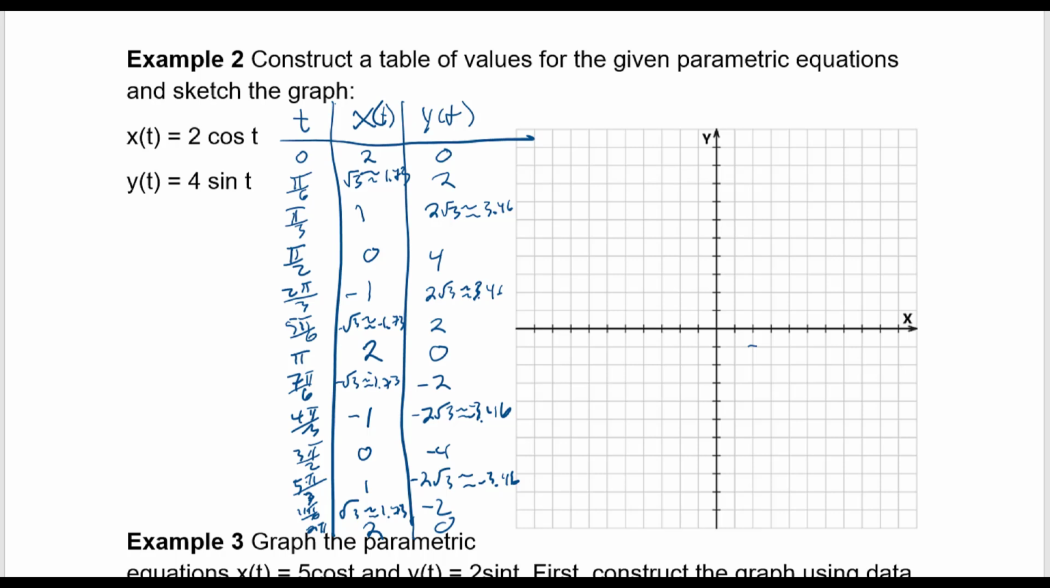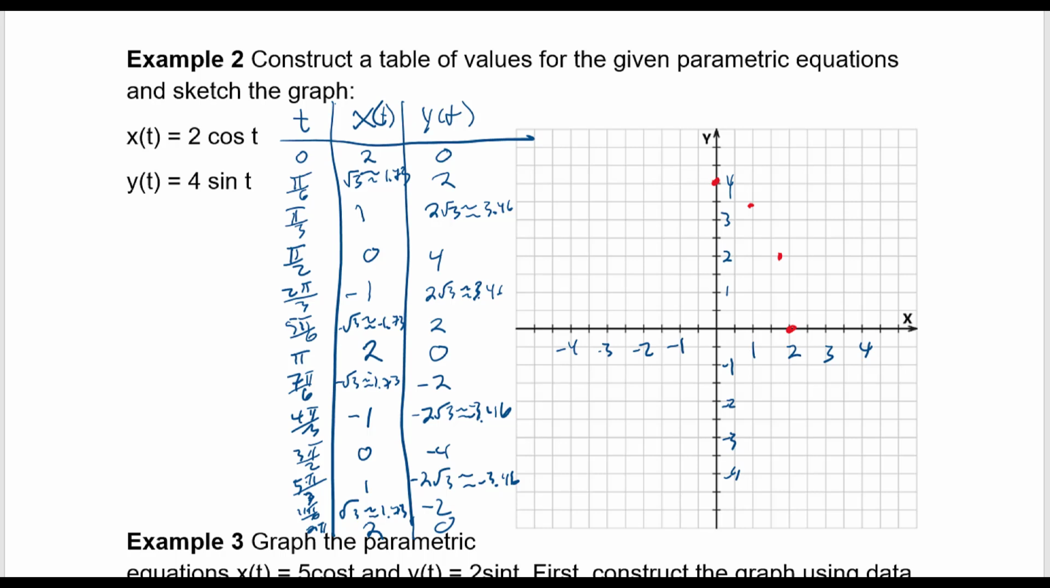Okay, so let's go with positive 1 on the positive side. Go 1, 2, 3, and 4, because we'll go up to 4. Not really, not on the x part, but whatever. Negative 1, negative 2, negative 3, negative 4. 1, 2, 3, 4. Negative 1, negative 2, negative 3, negative 4. Okay, now let's plot things. 2, 0. 1.73 and 2. These are not precise, by the way. The next one is 1 and then 3.46. Then 0 and 4. Then negative 1, 3.46.